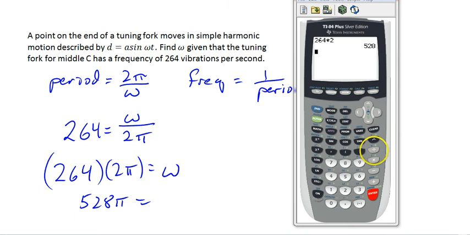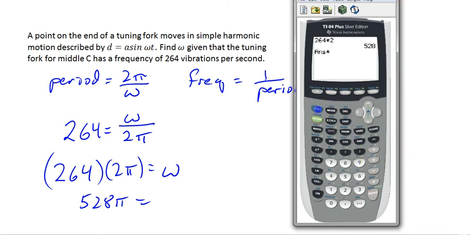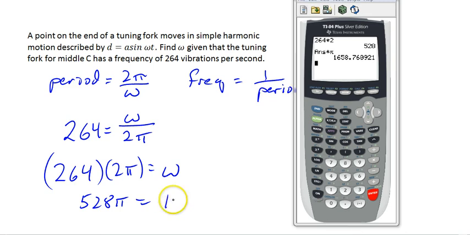Or if I wanted to do it in decimal form, about 1,658.8. And that does not have any units.